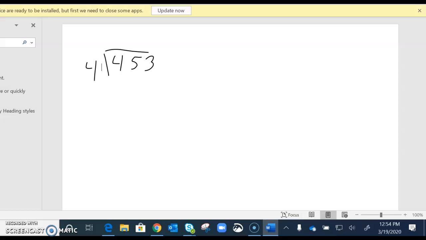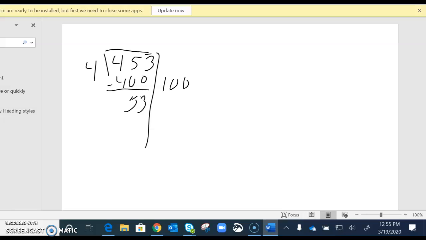How many hundreds can we get here? If we're doing our partial quotient strategy, how many times will 4 fit into 453? You know your multiplication facts, and it'll go in 100 times. You can put 100 over to the side. 4 times 100 is 400, and subtract that out, and you're left with 53. All right? And you ask yourself, how many 4s will fit into 53?